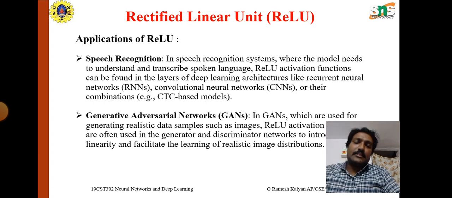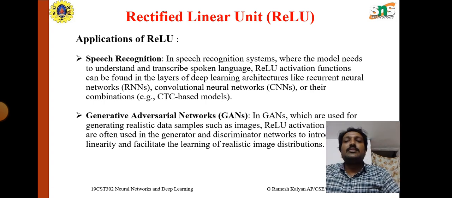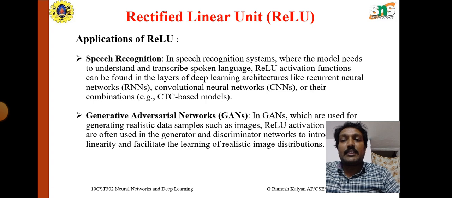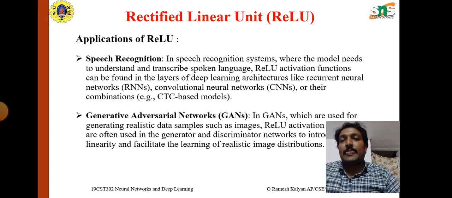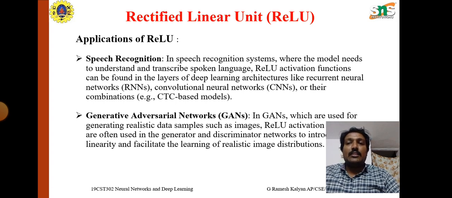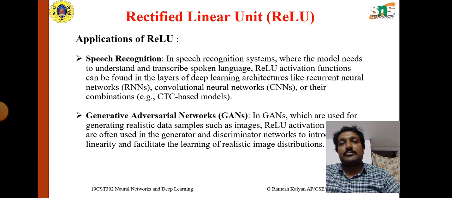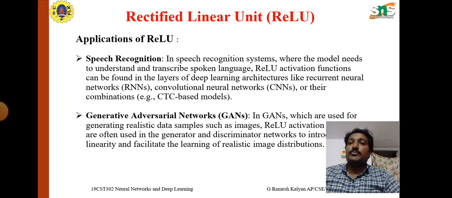Speech recognition is the process in which the activation function is used, and it can be found in the layers of deep learning architectures, mainly in networks like RNNs, that is recurrent neural networks, and CNNs, that is convolutional neural networks. In the speech recognition process, the model needs to understand and transcribe the spoken language.